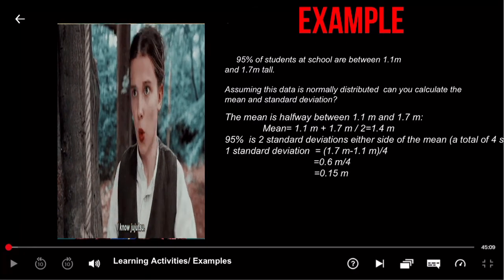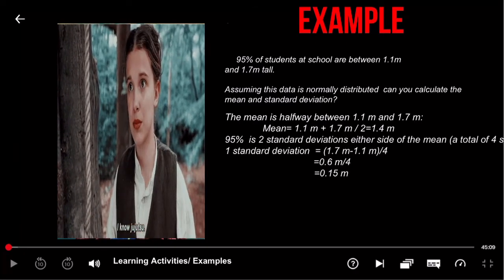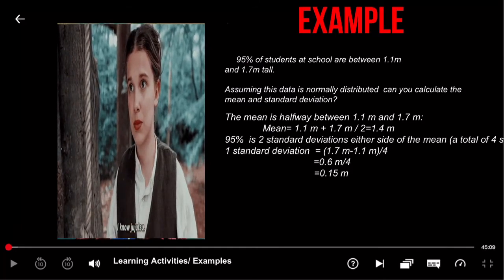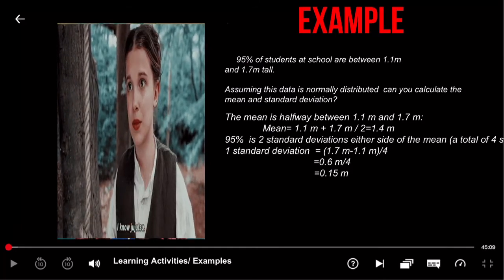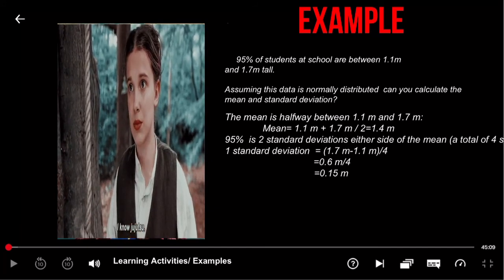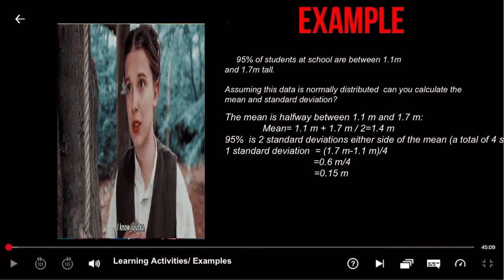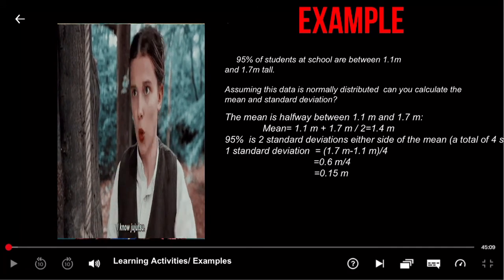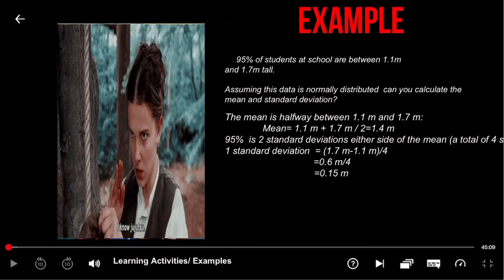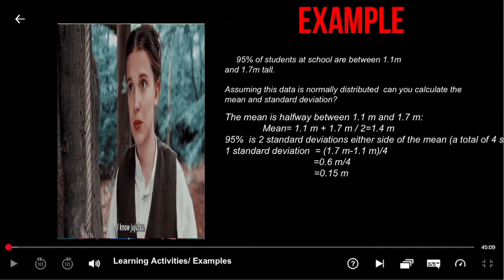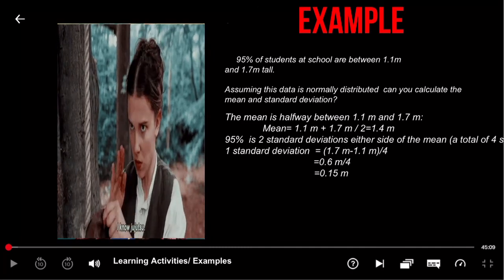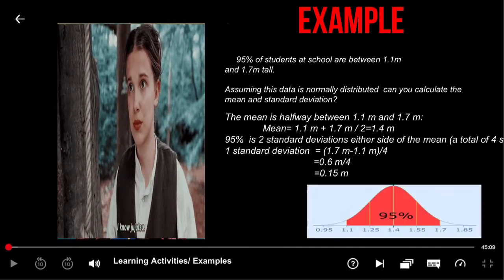The mean is halfway between 1.1 meters and 1.7 meters. To compute that, we have 1.1 meters plus 1.7 meters over 2, and that is equal to 1.4 meters. 95% is 2 standard deviations either side of the mean, a total of 4 standard deviations. So 1 standard deviation is equal to 1.7 meters minus 1.1 meters over 4. We have 0.6 meters over 4. We get 0.15 meters, and this is the result.